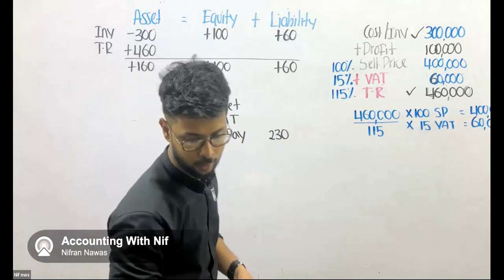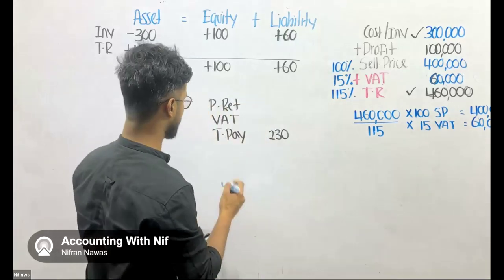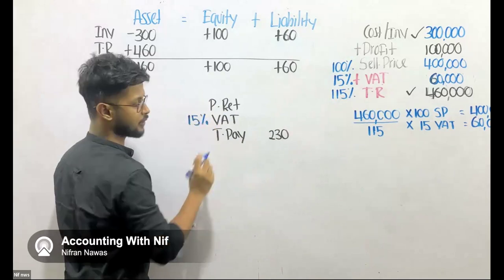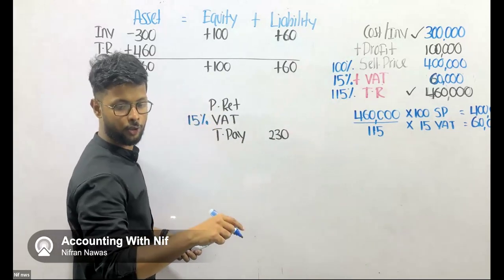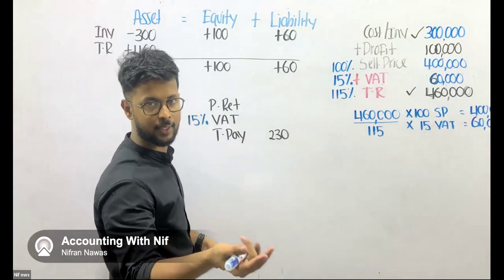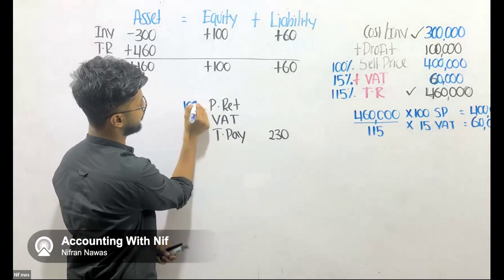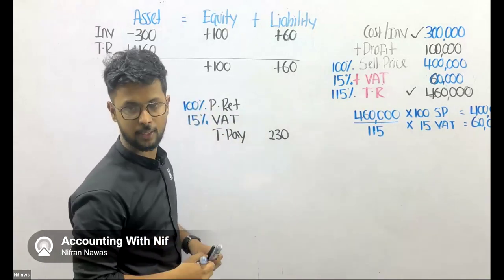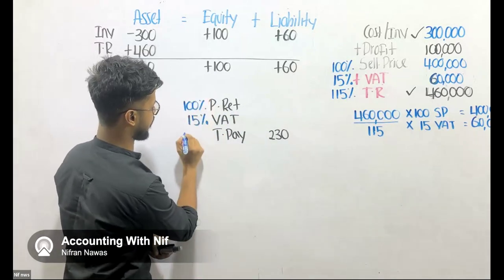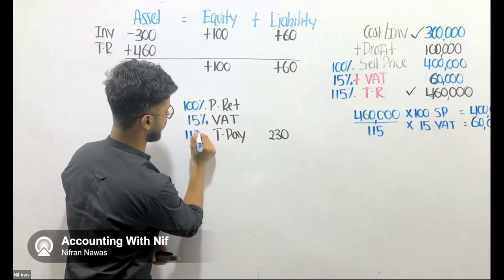How do you dismantle? Let's go through the VAT percent. It's 15%, right? And I already told you, percentage is calculated based on 100. So we have purchase return that is 100%. Okay. So 100% plus 15%, trade payable consists of both VAT and purchase return. Therefore, it's 115%.